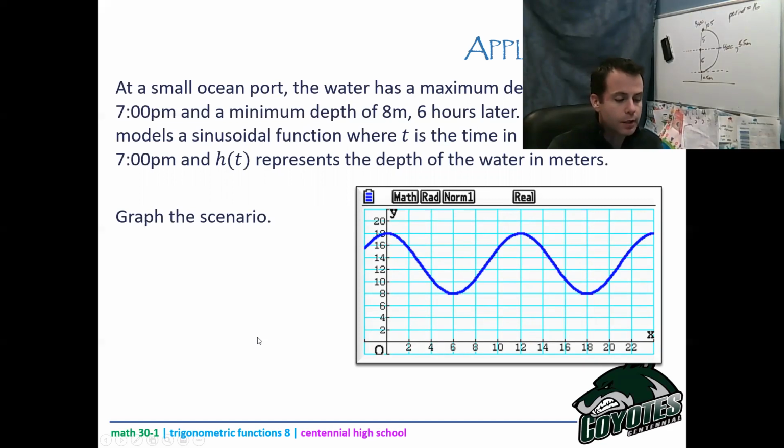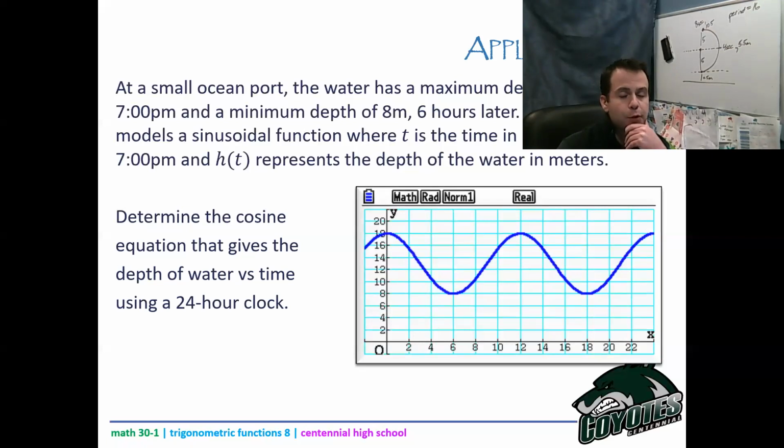Okay, so now the next thing we're going to do is figure out the cosine equation. So again, we want to figure out, okay, what's A, what's B, what's C, what's D? Well, A, we know that we go from a depth of 18 to 8. So in total there, that's a span of 10. So A is going to be 5. Your B value, well, we just said that the period takes 12 hours. So your B value would be 2 pi over 12, which would be pi over 6.